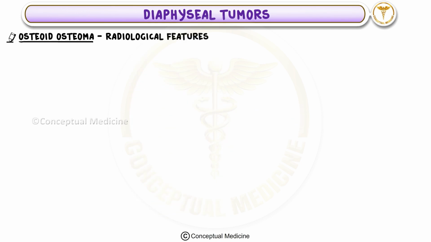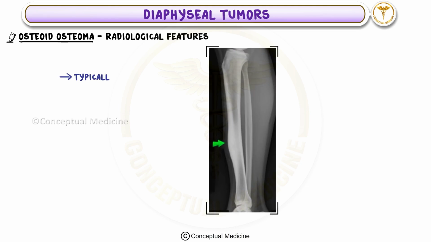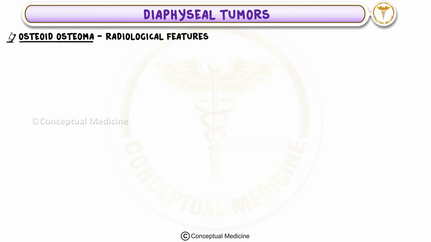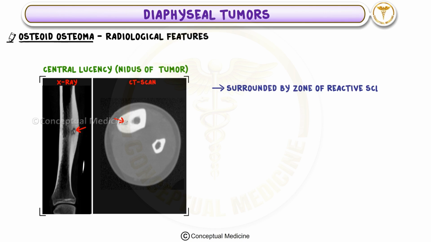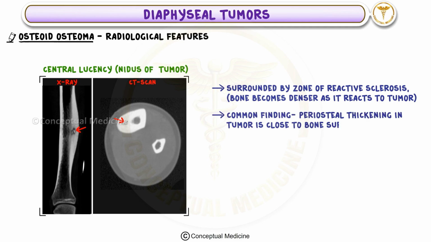Radiological features. Osteoid osteoma is typically found in the diaphysis, or shaft, of long bones, like the femur or tibia. On X-rays or CT scans, you'll notice a central lucency, which is the nidus of the tumor. This lucency is surrounded by a zone of reactive sclerosis, where the bone becomes denser as it reacts to the tumor. Another common finding is periosteal thickening, especially in cases where the tumor is close to the bone surface.